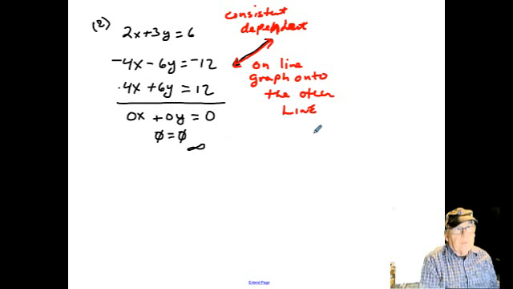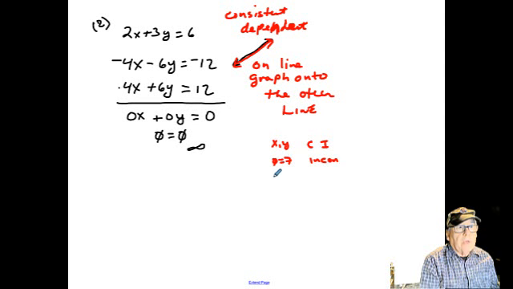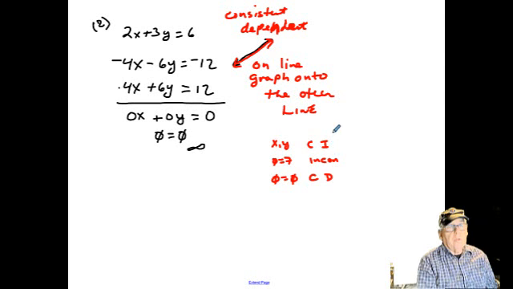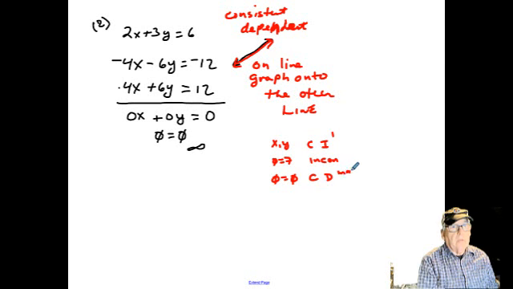So with these systems, you can get an X and a Y answer that's consistent, independent. You can get a statement that doesn't make sense, like 0 is equal to 7, which can never happen. So that means that is inconsistent. Or you could get the case where, like we just saw here, you get a true statement that's always true, like 0 is equal to 0. That's going to be consistent, but we call that dependent. So one solution, many solutions, no solutions for those.